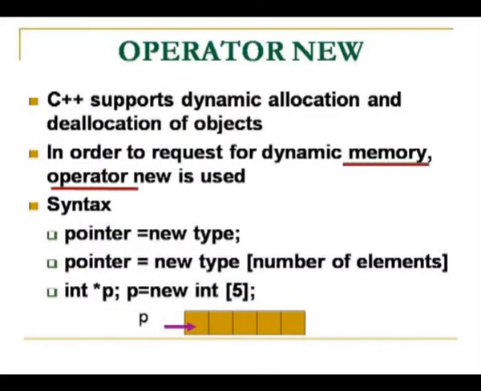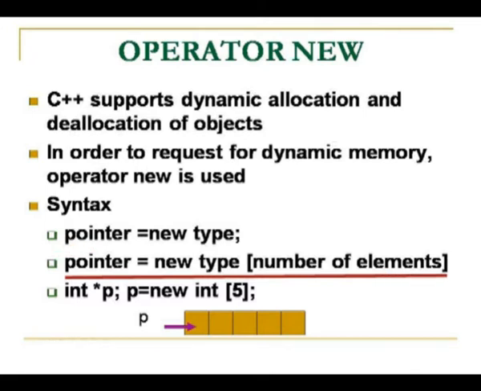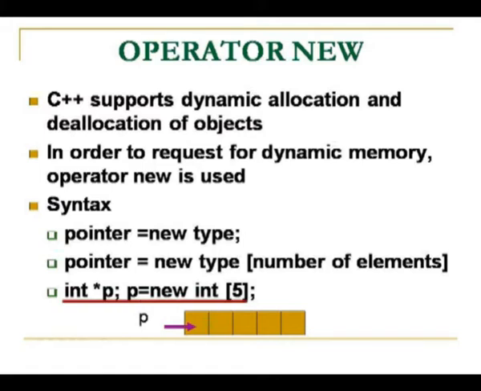So, how are we going to use these operators? When we request dynamic memory, the new operator is used, and this is the syntax. The pointer variable is equal to the new keyword and the data type, or the new keyword, the data type and the number of elements. This is an example for that: integer pointer p is equal to new int, where int is the data type, and the number of elements.